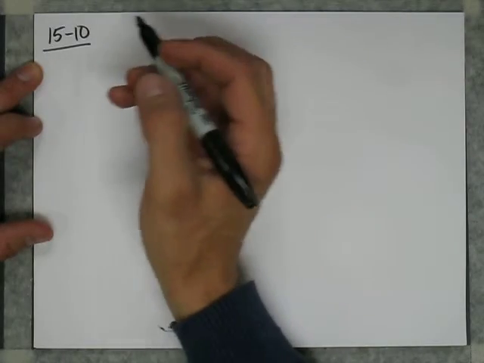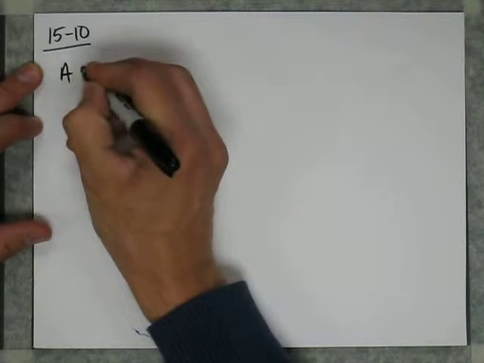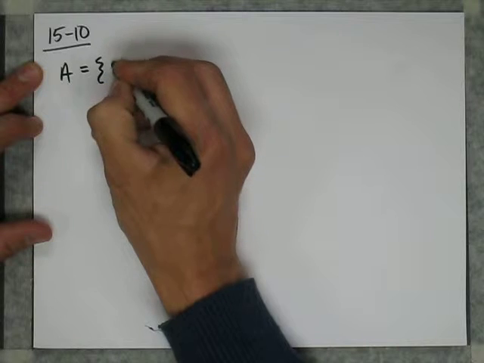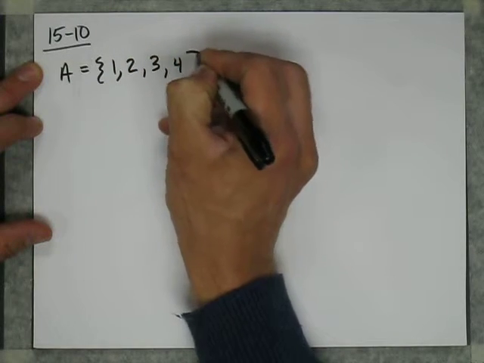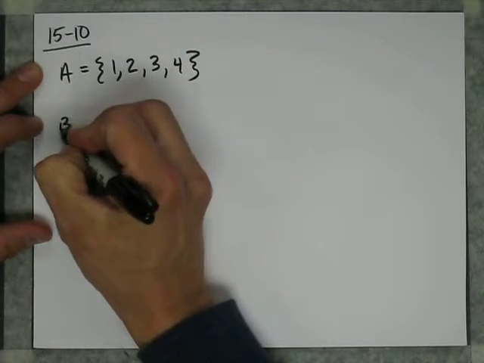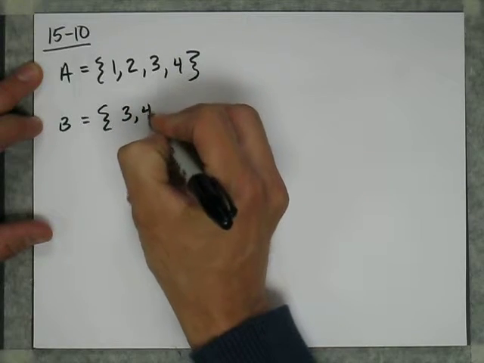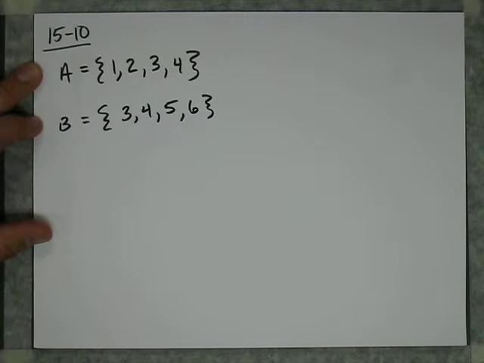Let's look at the book example. Let's consider the set A, which will be equal to the numbers 1, 2, 3, and 4. That'll be set A. Set B will be equal to 3, 4, 5, and 6. So there's our two sets of numbers.